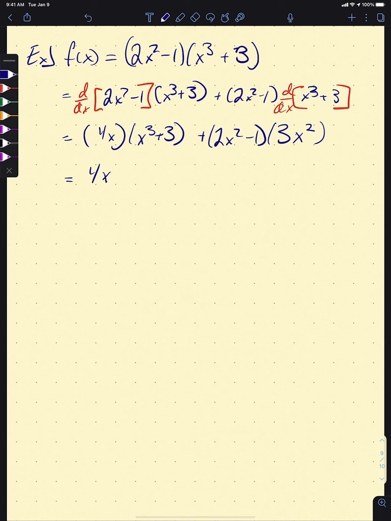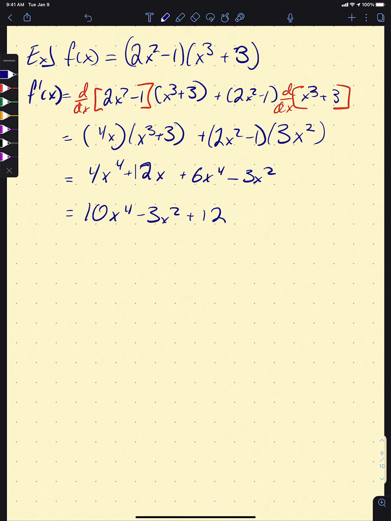Distributing in, it looks like we're going to get 4x to the fourth plus 12x, and we're going to add to that 6x to the fourth minus 3x squared. And simplifying a little bit further, 10x to the fourth minus 3x squared plus 12x at the end. Okay, and then I realized I'd forgotten to write that we were calculating f prime of x.